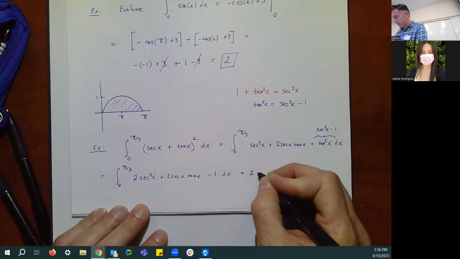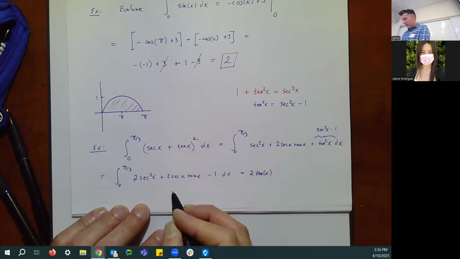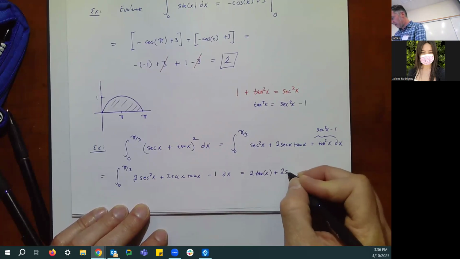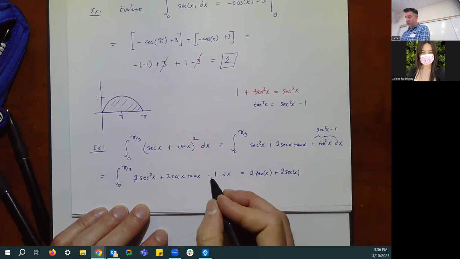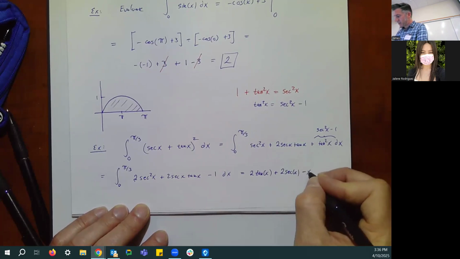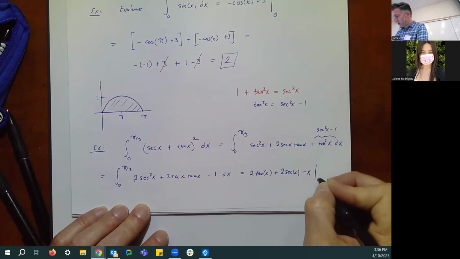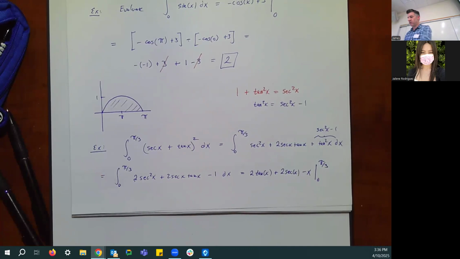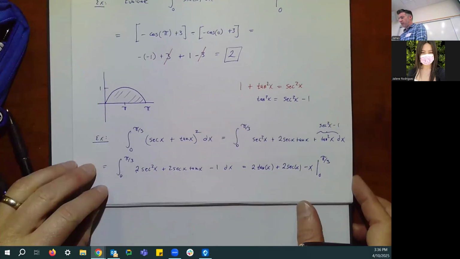You can say the integral of secant squared is tangent. So you get 2 times tangent of x. The antiderivative of secant x tangent x is going to be secant x. So you get 2 times secant of x. And the antiderivative of -1 is negative x, evaluated between 0 and pi over 3. The bad news is you have to know what tangent and secant of pi over 3 are.